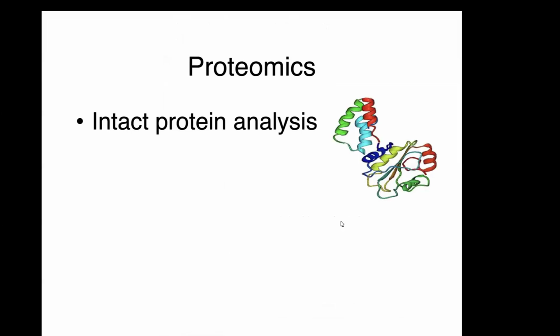Thanks, Gary. So for proteomics, we're going to talk about two main approaches we take for these analyses. The first of which is intact protein analyses, where we're trying to determine the intact molecular weight of the protein and also looking for potential modifications on the protein. So to do this, we use two techniques, which Gary alluded to in his timeline.